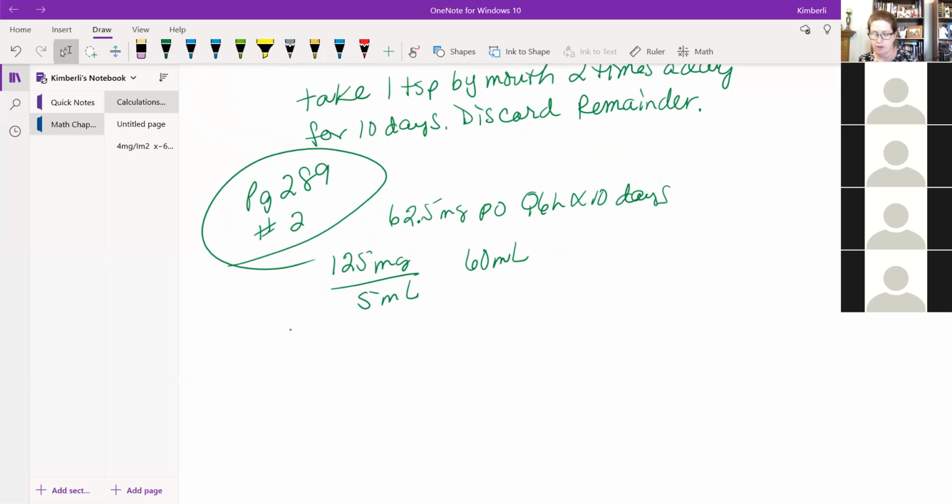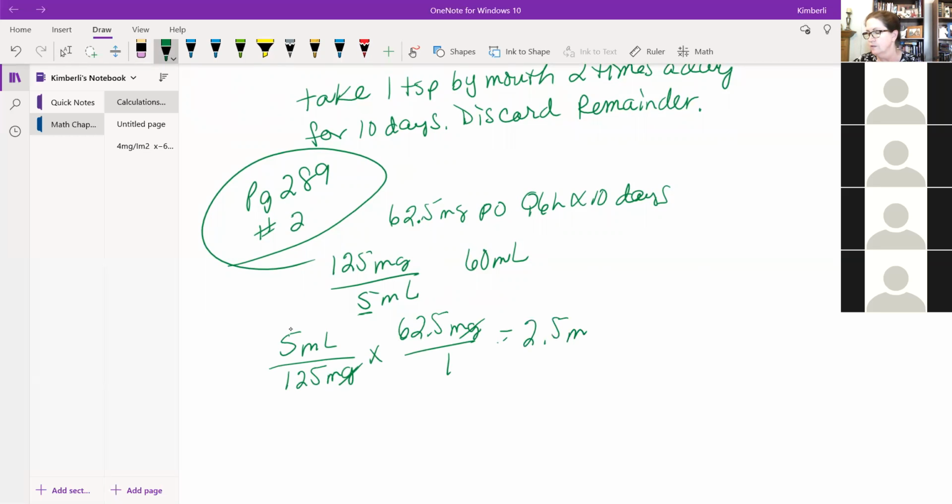What's half of 125? 62.5. So don't we need half of 5 mLs? Yes. Okay, let's go ahead and do the math anyway. Let's verify what our instincts are telling us. Five times 62.5 divided by 125 equals 2.5 milliliters.